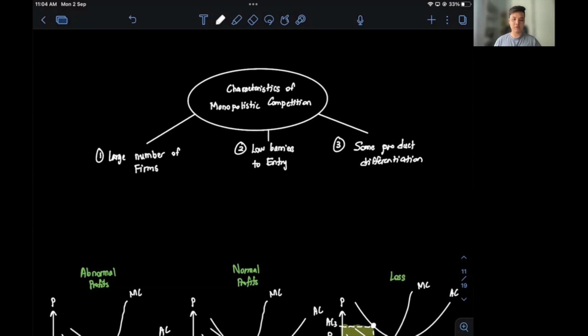The first one, in terms of number of firms, there are a large number of firms, just like the perfect competition model, which we have covered in a previous video. In terms of barriers to entry, firms under the monopolistic competition model have low barriers to entry, and in terms of product differentiation, there is some product differentiation. So each firm tries to make its product different from those of the other competitors in the same industries.